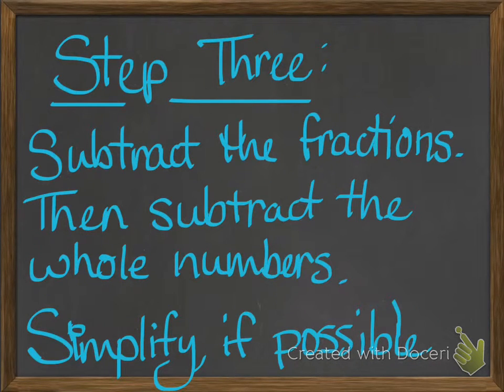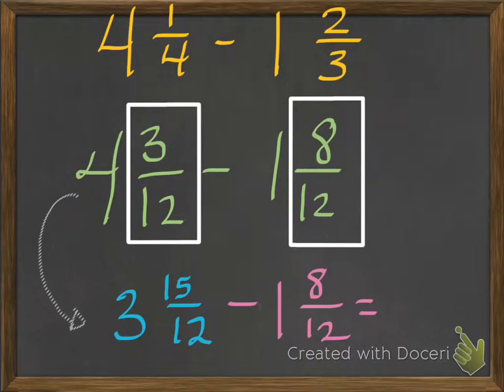Okay, so this is step 3. I'm going to subtract the fractions, and then subtract the whole numbers and then simplify if possible. It's the last step. So I have changed 4 and 3/12 to 3 and 15/12. I do not need to change the other fraction because it's already 12ths and it's already smaller. So I'm going to subtract 15 minus 8. And 15 minus 8 is 7.